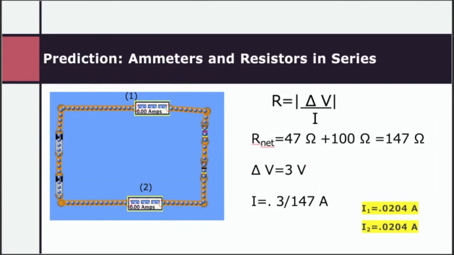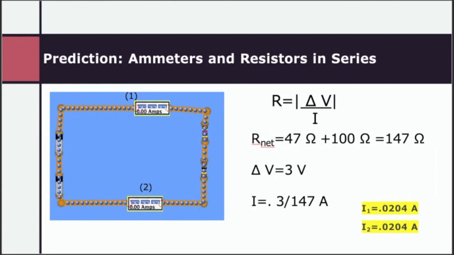In the first part of the lab, we were asked to predict the ammeter readings for a simple circuit consisting of two 1.5-volt batteries and two resistors, one with a resistance of 47 ohms and the other with a resistance of 100 ohms. I used Ohm's law to predict the current.